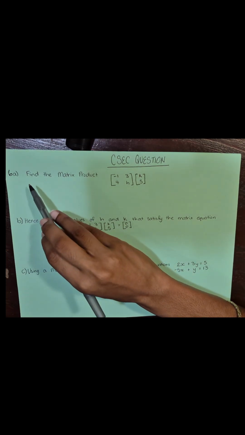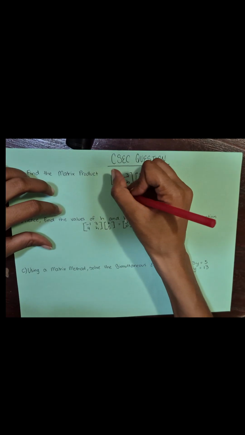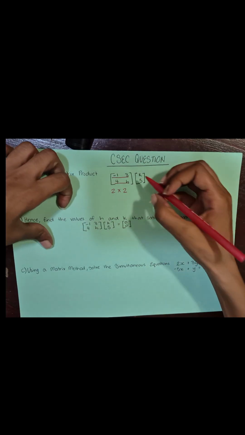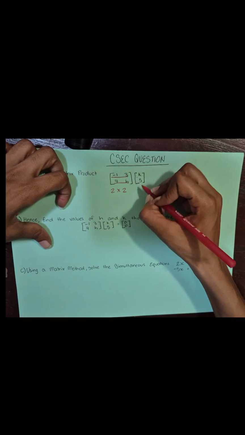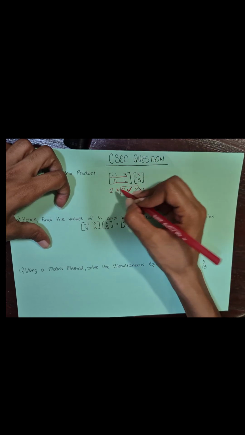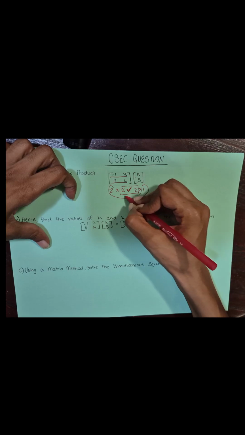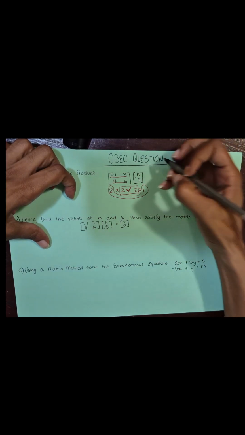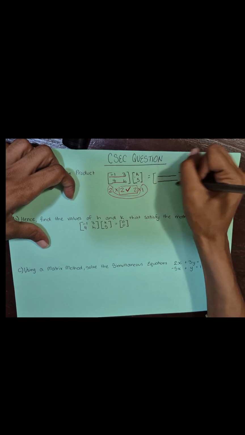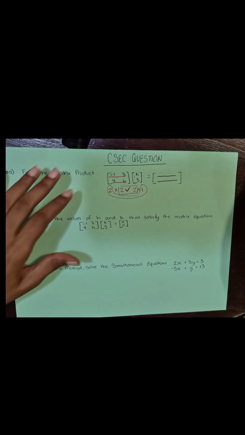So first question, find the matrix product right here. We're going to write our orders first. So we have 2 rows here and 2 columns, and in here we have 2 rows and 1 column. So in the middle, we notice, yes, this is possible. And our answer matrix will be a 2 by 1 matrix. That means it will have 2 rows, but just 1 column.